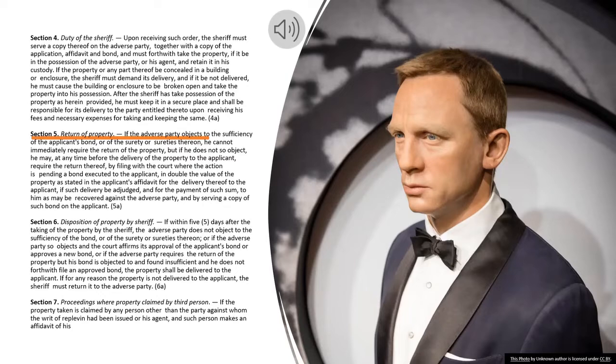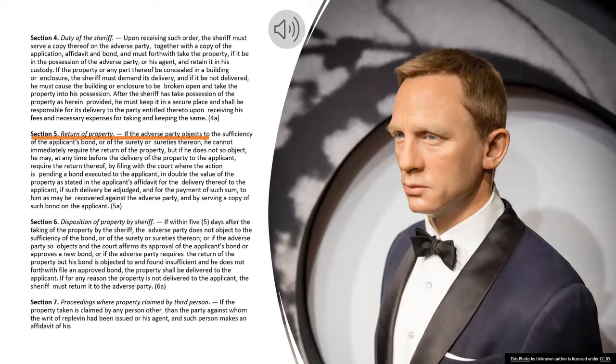4a. Section 5. Return of property. If the adverse party objects to the sufficiency of the applicant's bond, or of the surety or sureties thereon, he cannot immediately require the return of the property, but if he does not so object, he may, at any time before the delivery of the property to the applicant, require the return thereof, by filing with the court where the action is pending a bond executed to the applicant, in double the value of the property as stated in the applicant's affidavit for the delivery thereof to the applicant, if such delivery be adjudged, and for the payment of such sum to him as may be recovered against the adverse party, and by serving a copy of such bond on the applicant.